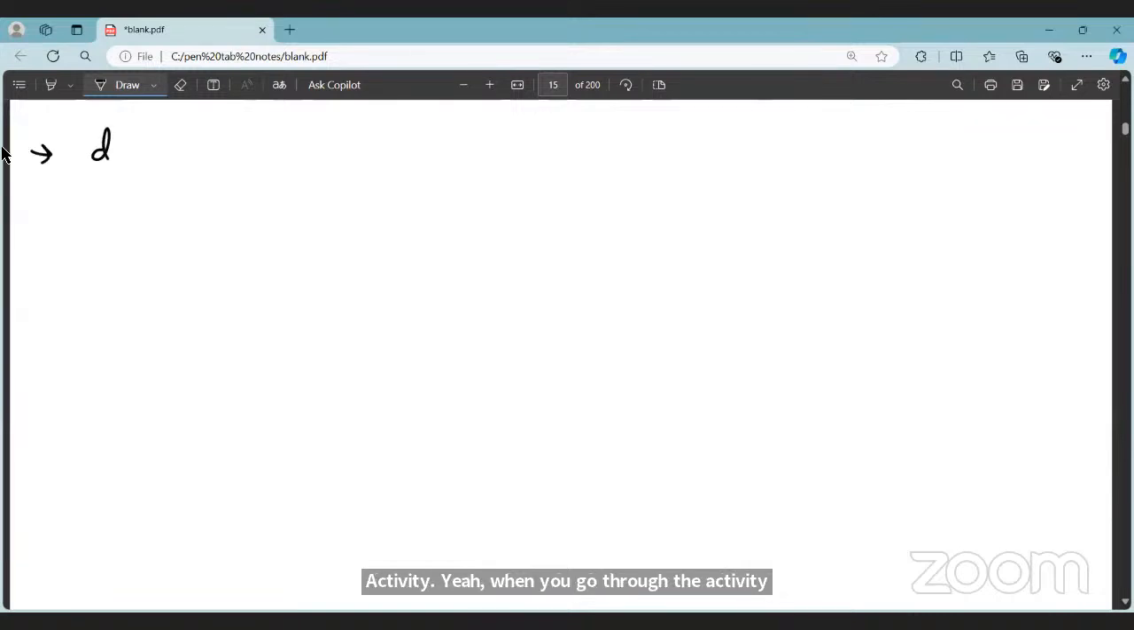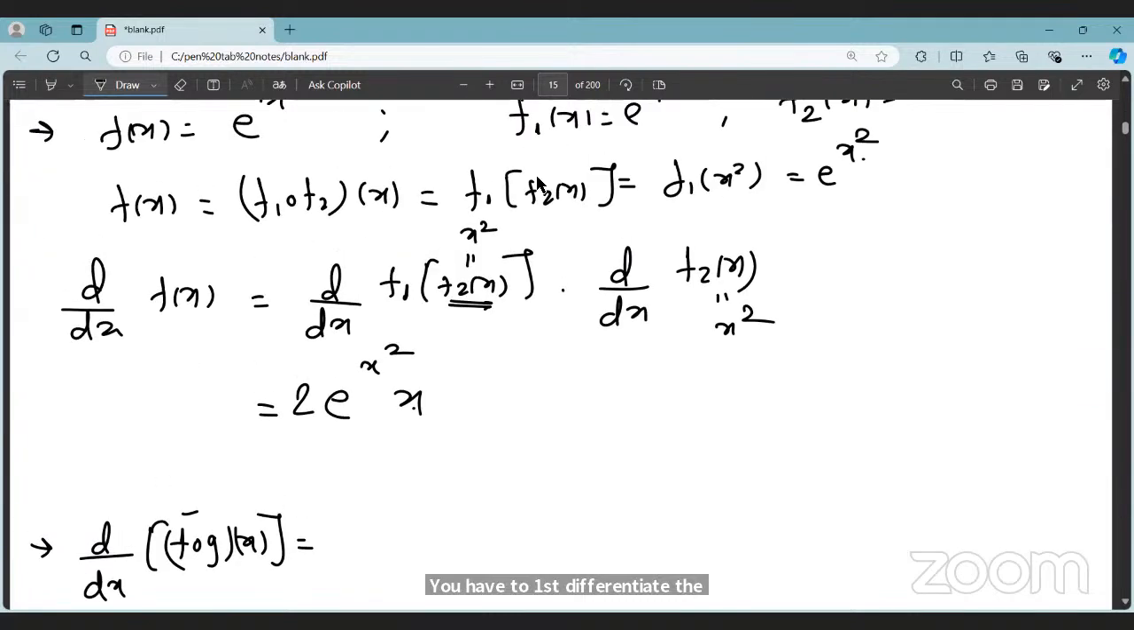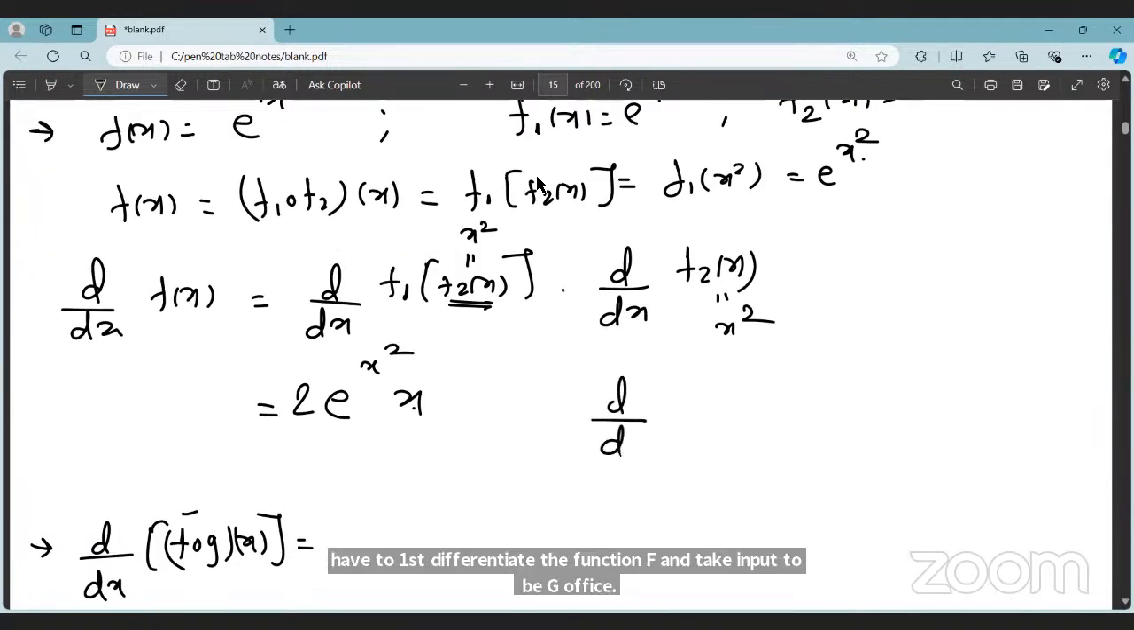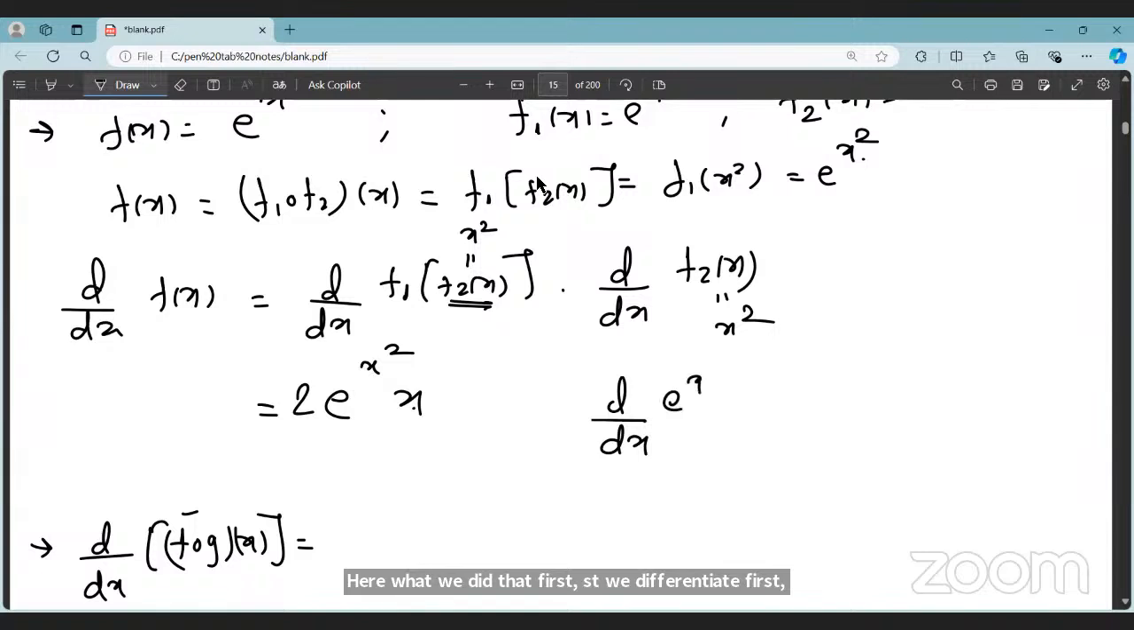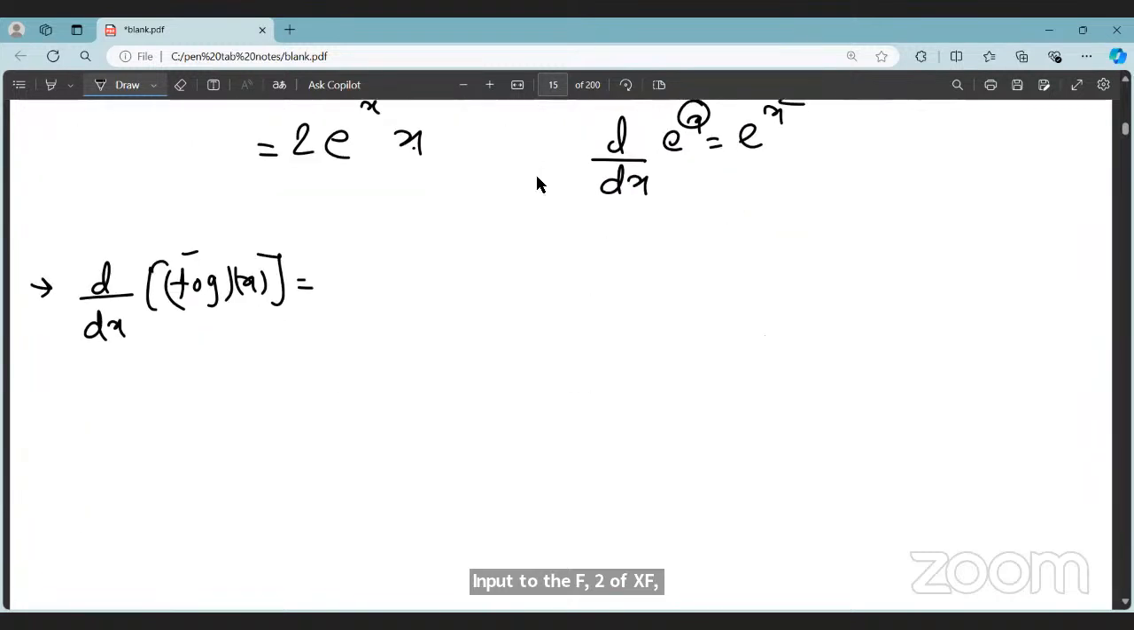So if we have to find d by dx of f composite g of x, then what you have to do is first differentiate the function f and take the input to be g of x. Here what we did is, first we observe that d by dx of e to the power x is e to the power x. But instead of x, I took my input to be f2 of x. f2 of x is what? x squared. That's why this thing will become e to the power x squared.